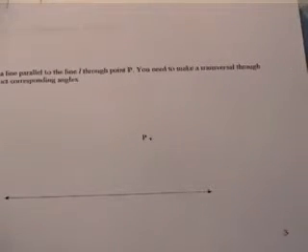Here they want us to, this is number 9. They want us to construct a line parallel to the line through point P. You need to make a transversal through P and construct corresponding angles. Well, they are absolutely right.